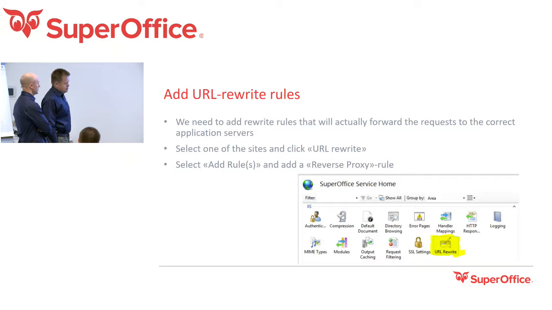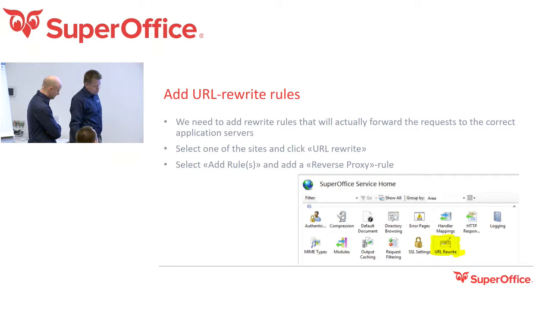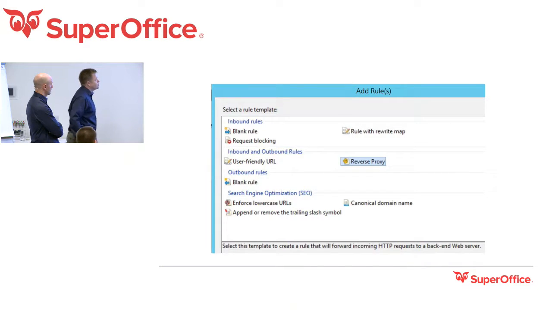So now we need to create those rules that will transform our request into the internal server. So just select one of the servers and you click this URL Rewrite button, and then you'll get this window up, and in inbound and outbound rules, you click the reverse proxy button.